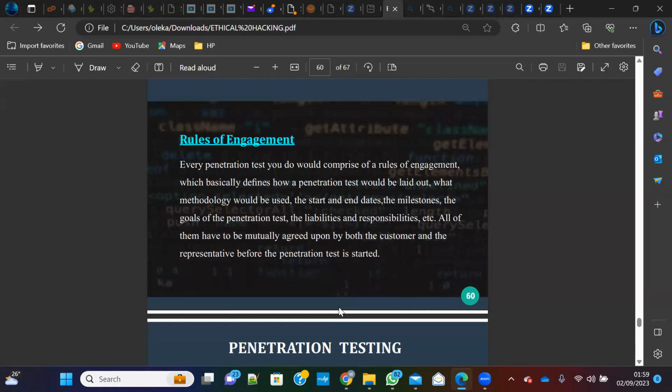So this is why you have to have your rule of engagement, where what you do should be clearly penned down and specified. Very clear. It must be clearly spelled out, must be clearly defined, because your safety is also attached to this.